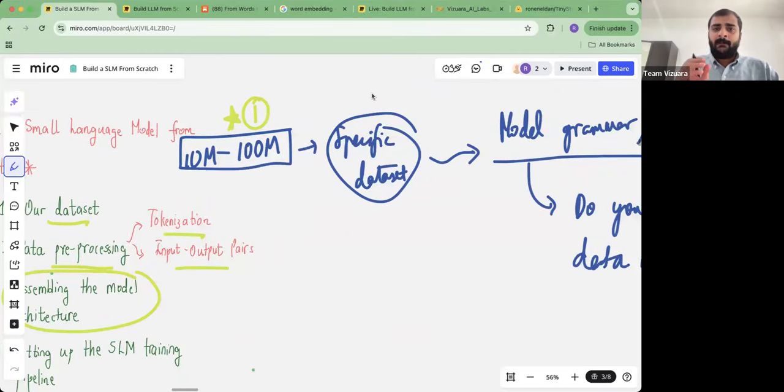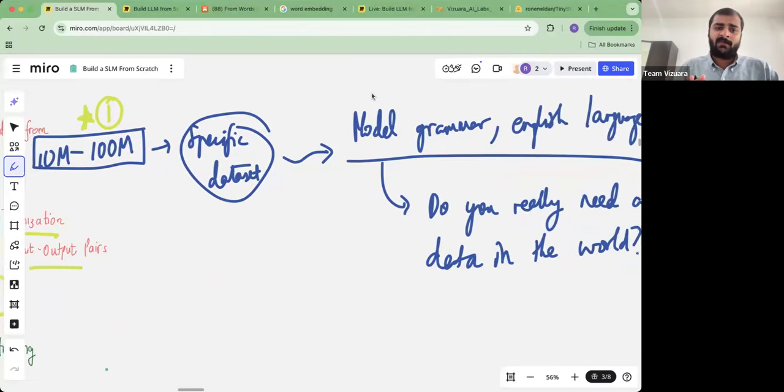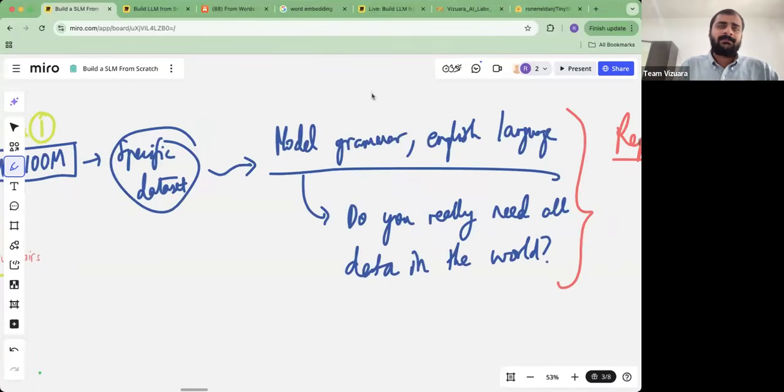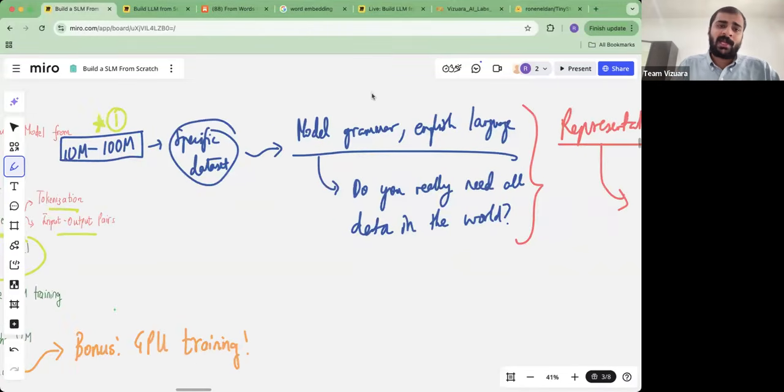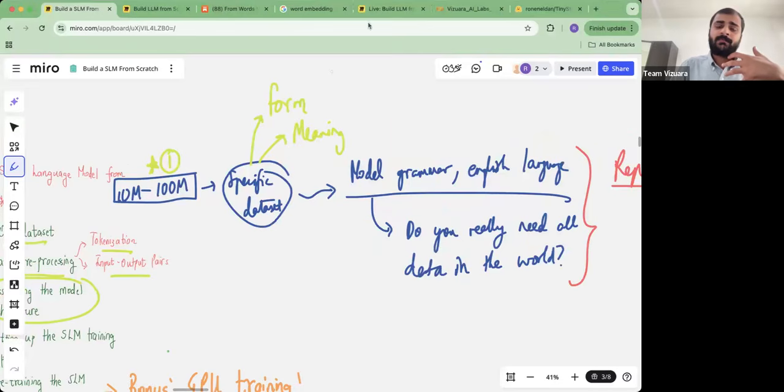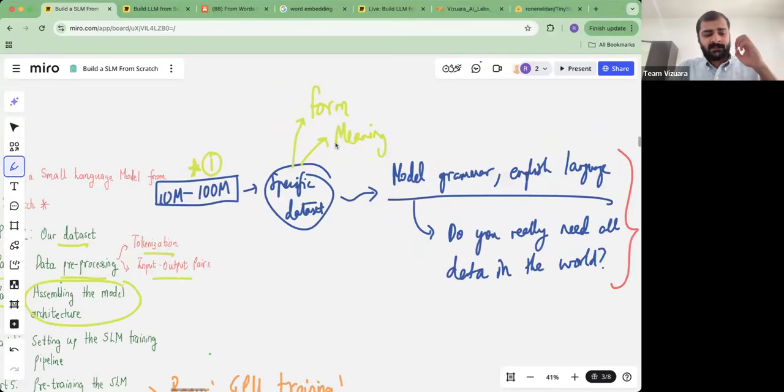The aim of our workshop is that towards the end, we want to be able to generate sentences which look like the English language, so basically coherent English sentences. For that, the model will have to learn two things: the form of the language and the meaning of the language. And the way we are going to train this model is for the next token prediction task.